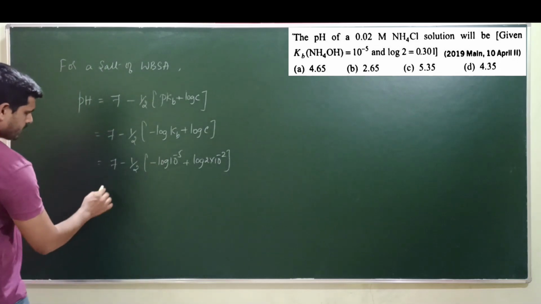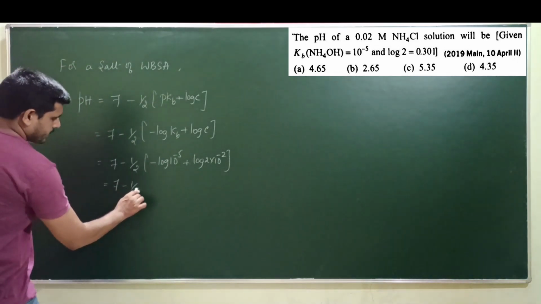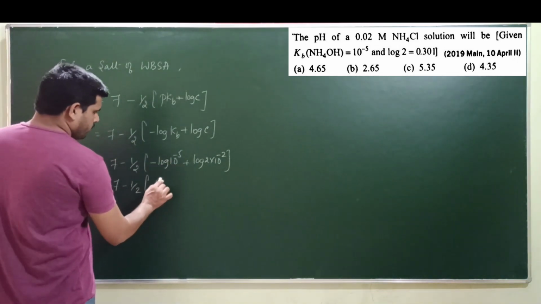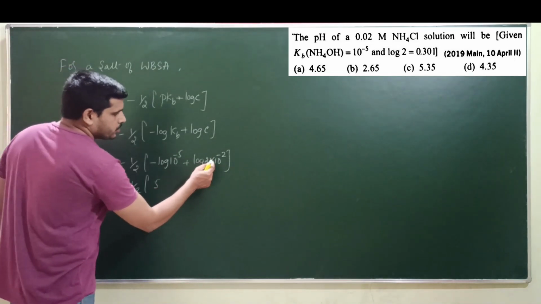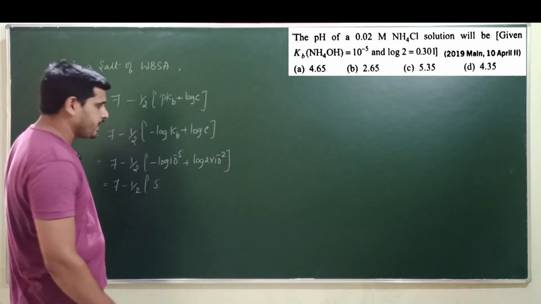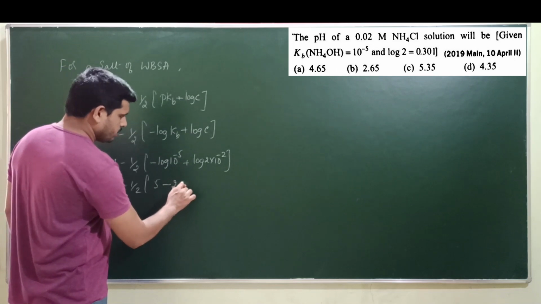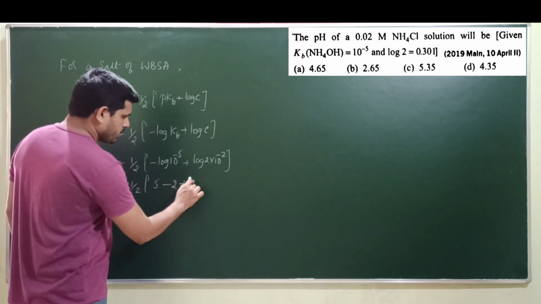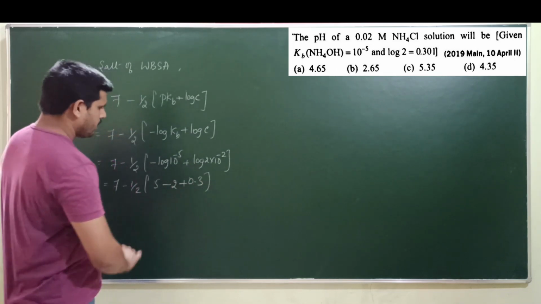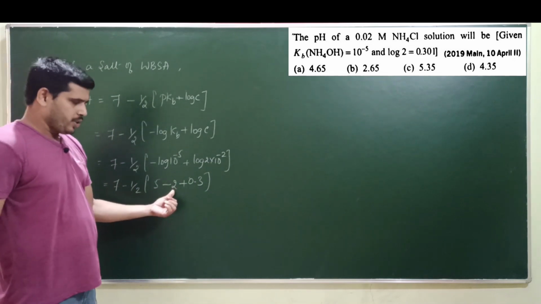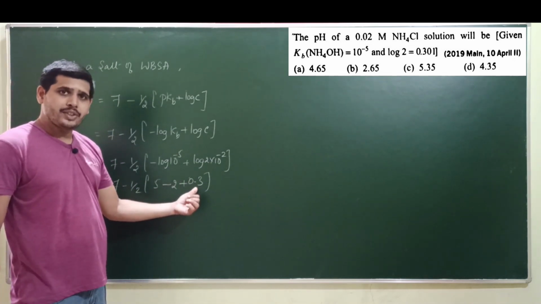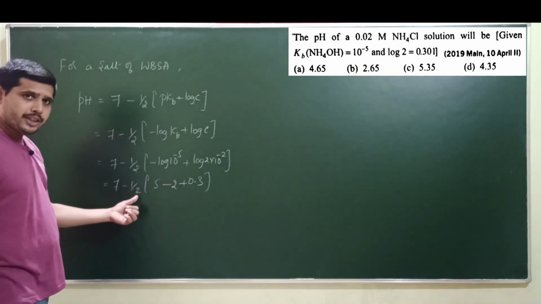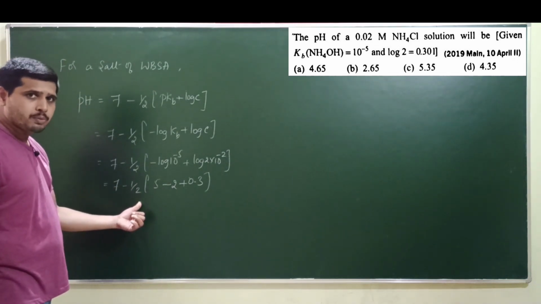Am I right? Yes. So this is 7 minus 1 by 2 into 5. Here it is log 2 minus log 10 to the power minus 2 is minus 2, right? Plus log 2 is 0.3. Am I right? So 5 minus 2 is 3. 3 plus 0.3 is 3.3. 3.3 by 2 is 1.65.